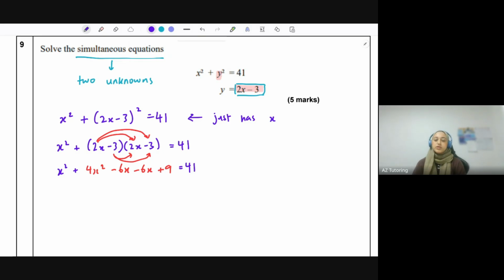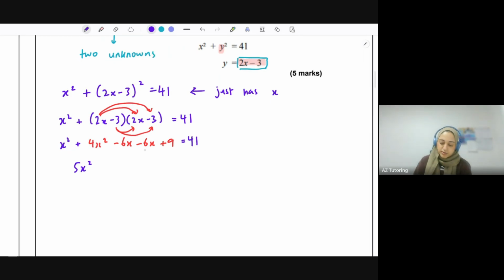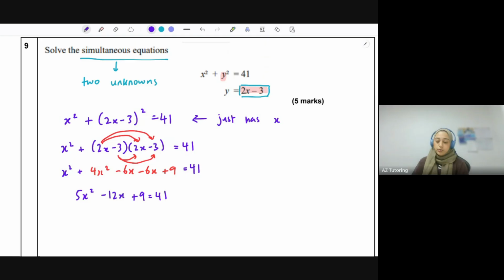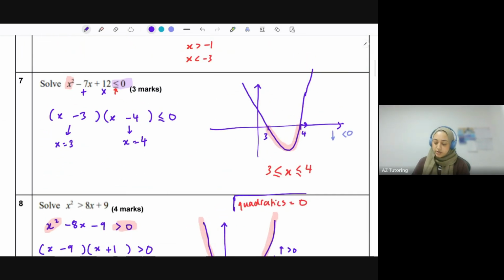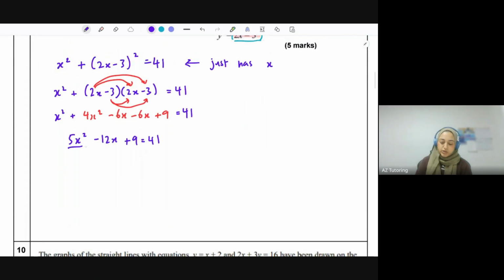I would say get used to doing that because constantly drawing grids, especially with triple brackets and really harder things, can get messy quite quickly. Let's collect like terms. We've got x squared plus 4x squared. So gathering them together, we get 5x squared. Minus 6x minus 6x is minus 12x. Plus 9 equals 41. Now remember what we said above, quadratics always have to equal 0 when solving them. So I can see I've got a quadratic here because I've got something x squared, something x, and a number. So it's a quadratic. So I need to make the quadratic equal to 0. I'll just write it there.